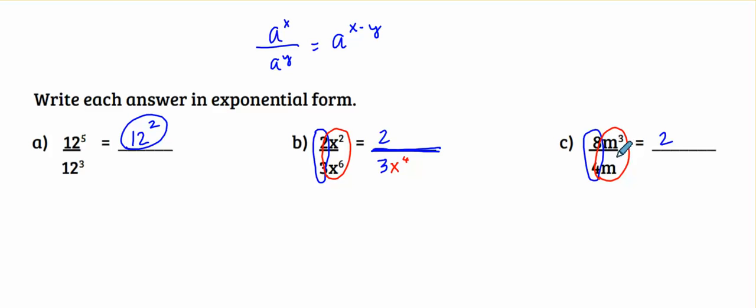Well, it's always a good idea to put a little 1 right here so we don't forget that it's there. And I'm going to subtract them since it's dividing. So m to the third divided by m to the first is going to be m to the second. And I just have to figure out where it's going to go. Does it go on the top or does it go on the bottom? Well, it goes wherever the bigger exponent is. So since m to the third is on the top, that's where my answer is going to be. And I really don't have anything left on the bottom. So I really just wind up with 2m squared as the answer.